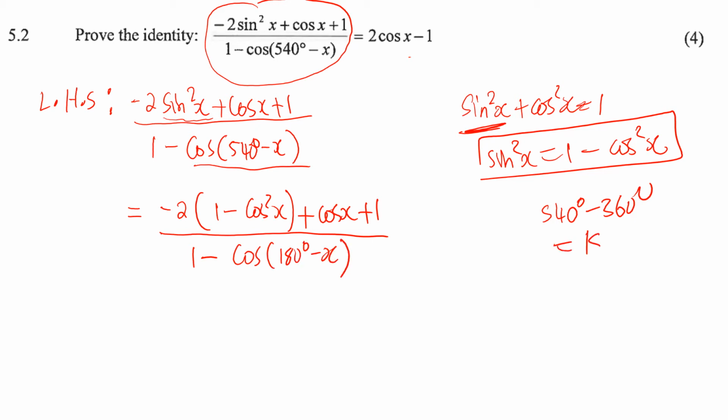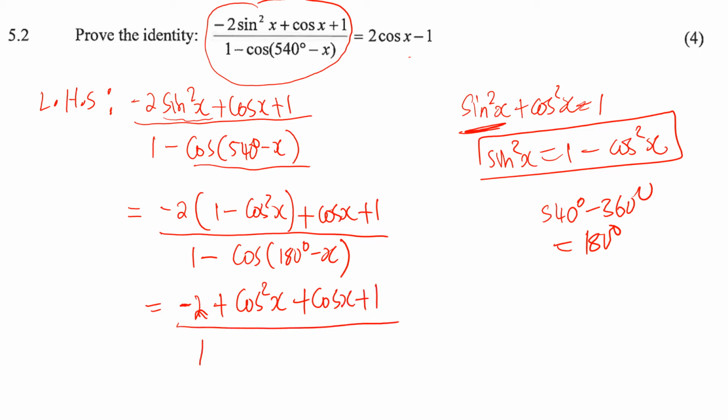Then it's fine, right? Because this one is what? It's 180 degrees. All right, so we've reduced it, it's fine. Then we can go and simplify. Minus 2 times 1 is going to be minus 2. Minus 2 times minus cos squared x is going to give us positive cos squared x, right? Plus cos x plus 1 all divided by 1 minus cos of 180 degrees minus x.